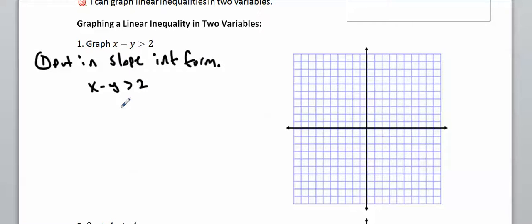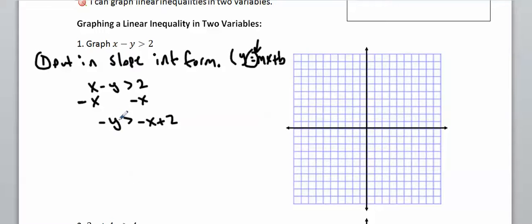And this is going to borrow some rules from when I solved inequalities in one variable with just an x, and also from when I solved regular equations for y. So we're going to get this in slope-intercept form. Remember, I'm looking for something similar to y equals mx plus b, except this symbol is no longer there, right? We're going to use one of the inequality symbols. So to get y by itself, I've got to get rid of this x. I'm going to subtract x from both sides. Remember, I can't subtract x and 2 because they don't have the same variable. So it's just going to be negative y greater than negative x plus 2. And also remember, the negative from up here will transfer down here.